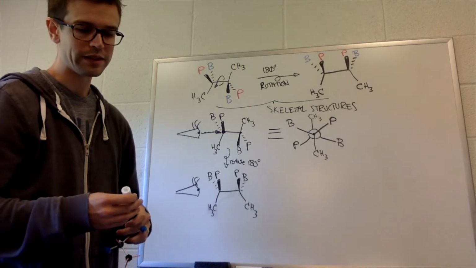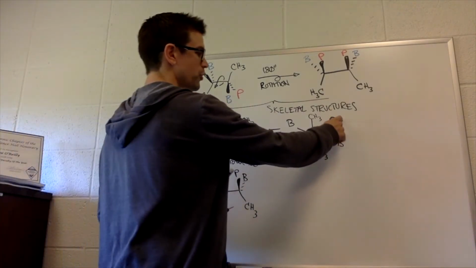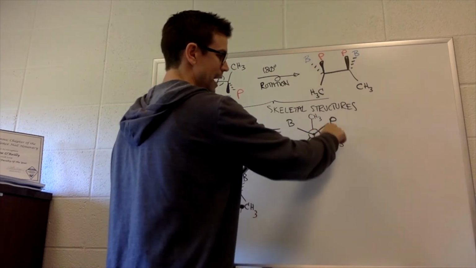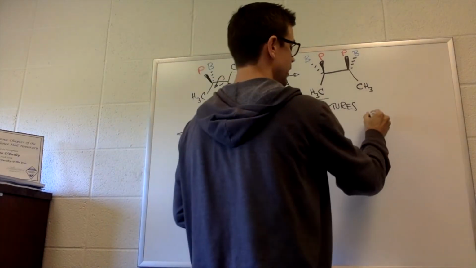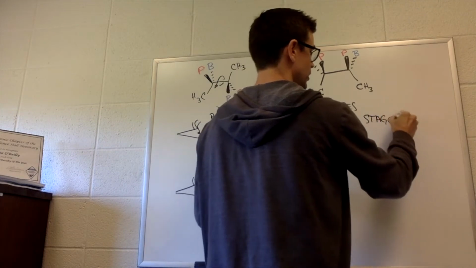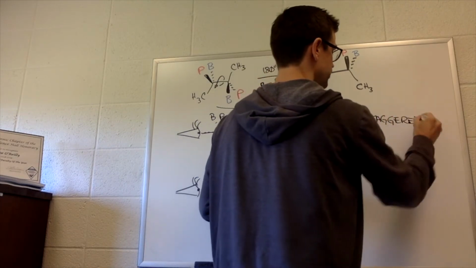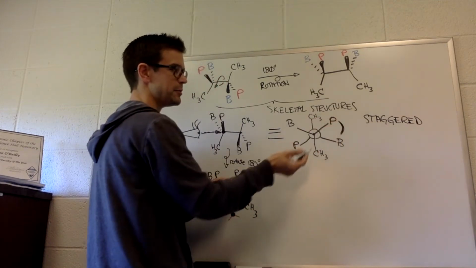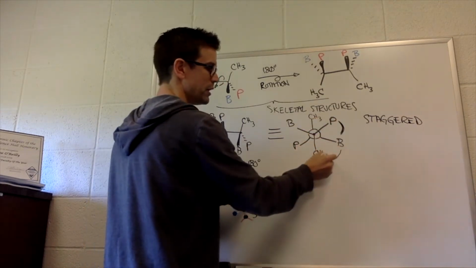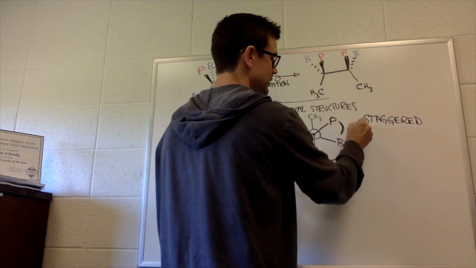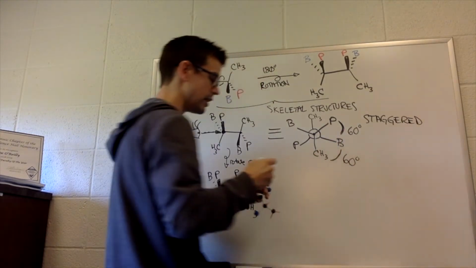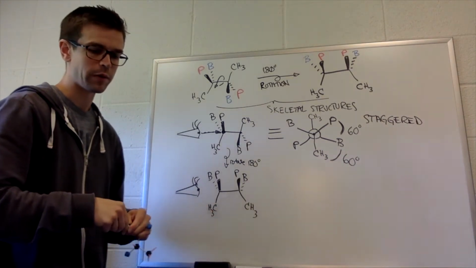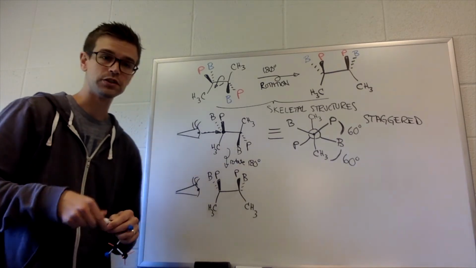And what we see is that each group is staggered from all the other groups. So this bond is staggered from that bond. And this is actually called a staggered Newman projection. There is a distance between these. And the distance between the P to the B or the B to the CH3 is actually 60 degrees. So there's a 60-degree angle between those different substituents. And that's why we call it a staggered conformation.